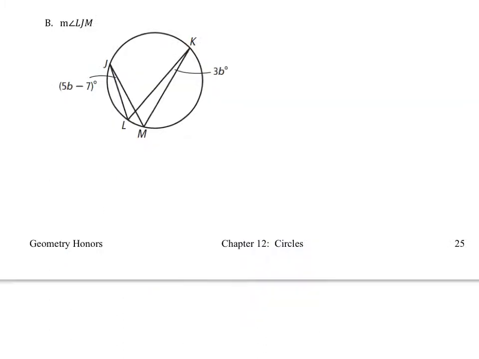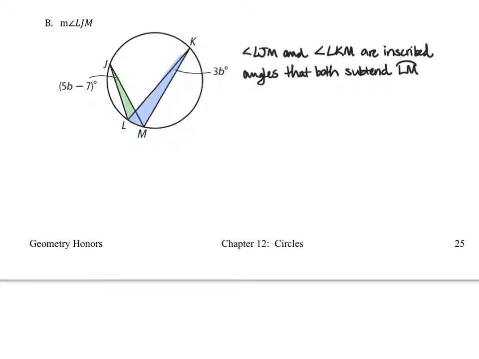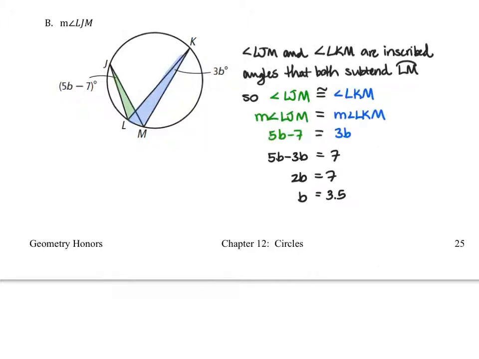Let's take a look at question B. We've got an angle LJM, which subtends arc LM, and we've got inscribed angle LKM, which also subtends arc LM. Since both of these angles subtend the same arc, they have to be congruent. So we can set those expressions equal to each other to solve for b. Our objective from the very beginning was to find the measure of angle LJM. So now that we have b, we can plug in and find it. So the measure of angle LJM is going to be 10.5 degrees.